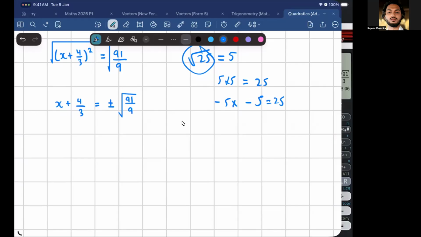So, Zachary, let's look to simplify this surd, right? If I have the square root of 91 over 9, that means I could apply the surd or the square root to the numerator and the denominator.